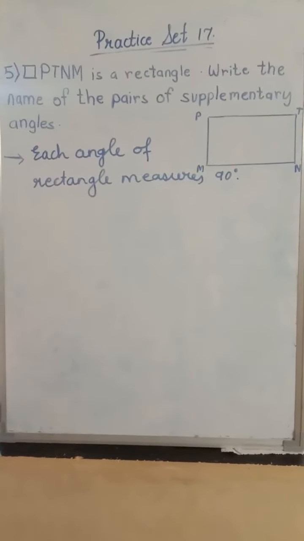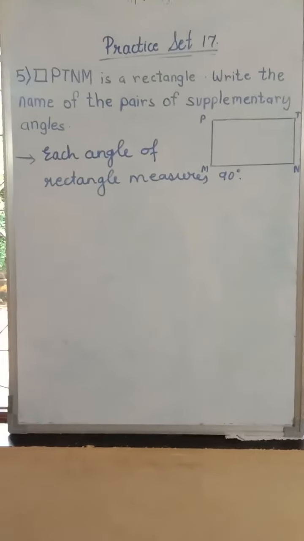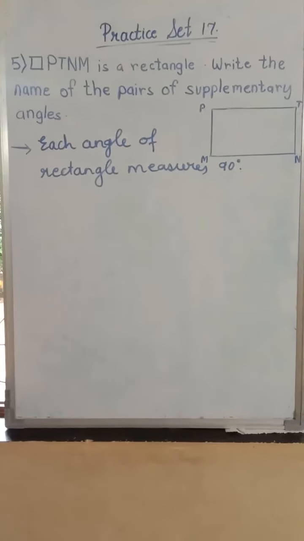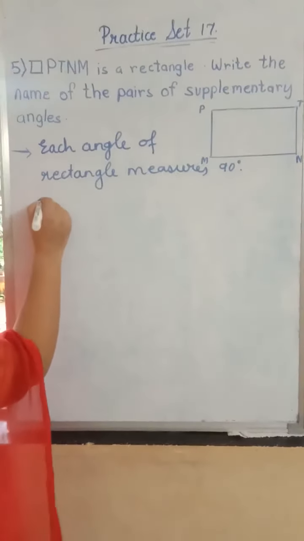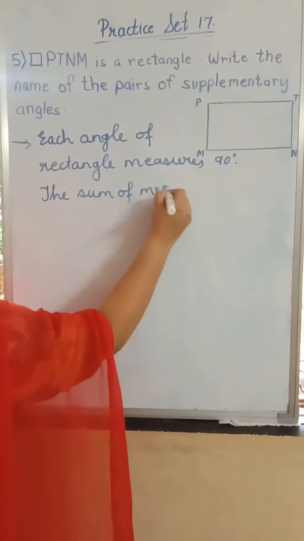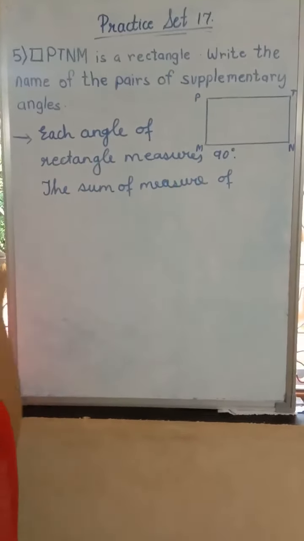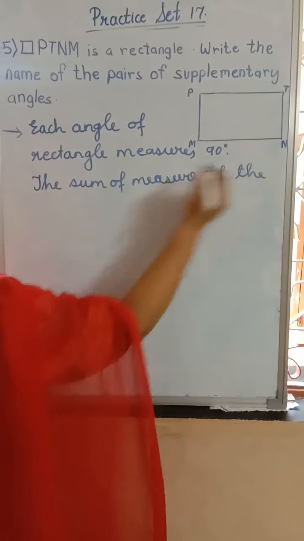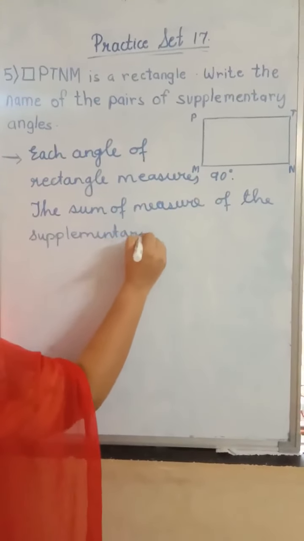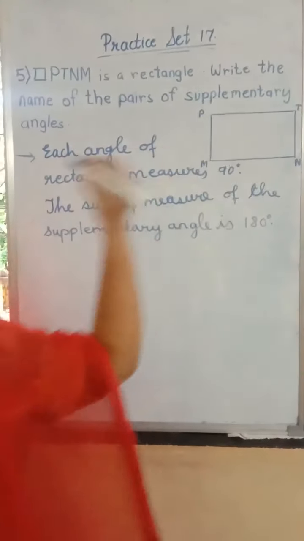Okay, now next thing, write the name of the pairs of supplementary angles. Means now you want supplementary angles. So what is the measure of supplementary angles? Yes, the sum of measures of the supplementary angles is how much? 180 degrees.